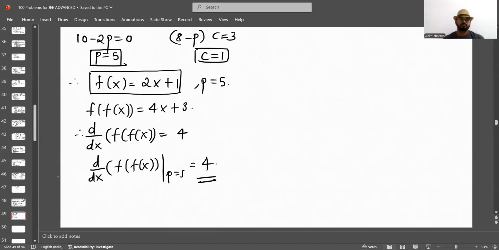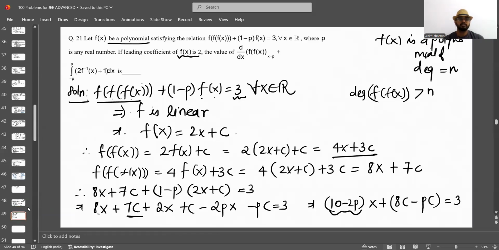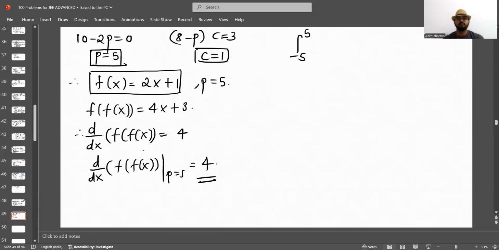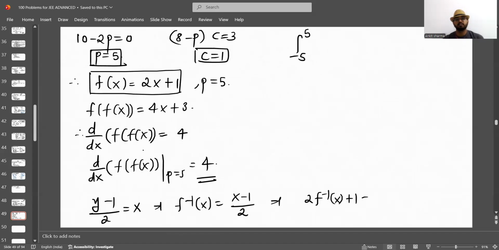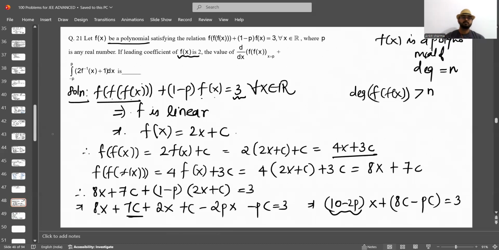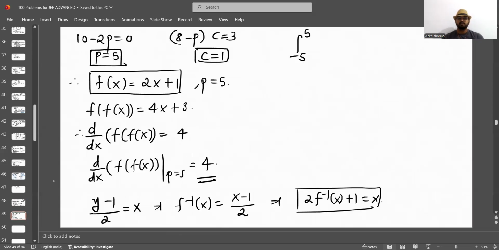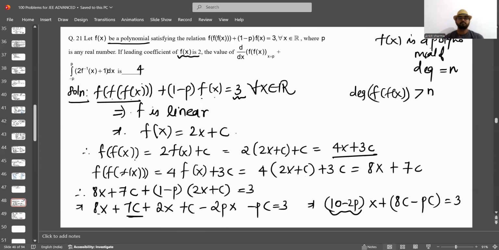And the next portion is to find the inverse and then integrate it from −5 to 5. So f inverse: y − 1 over 2 is equal to x. So this implies f inverse of x is equal to (x − 1)/2. So this implies 2 times f inverse of x + 1 is equal to x. And that is what is being demanded in the integral part: 2 f inverse + 1. So I can just plug in simply x dx, and this is 0. So the final answer would be only this much, which is 4. Let's go ahead to the next.